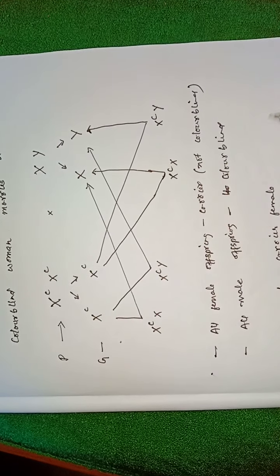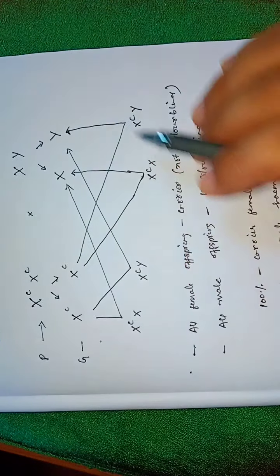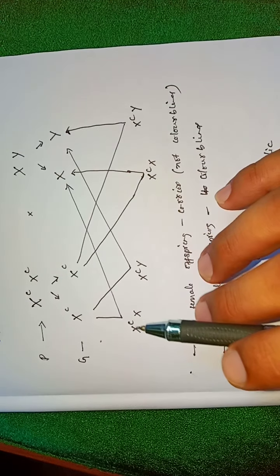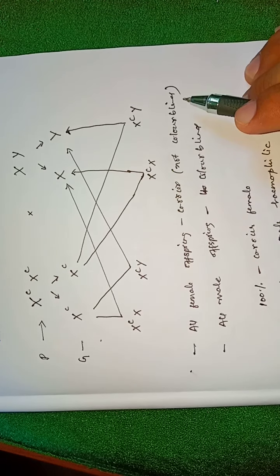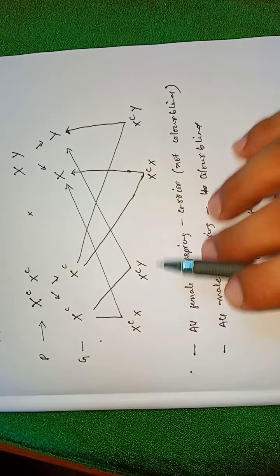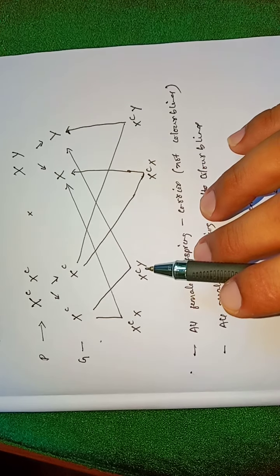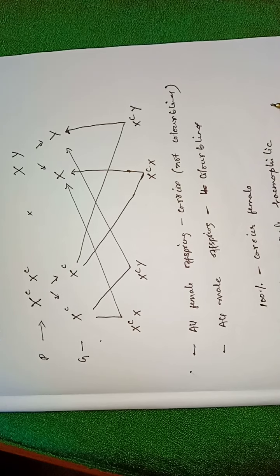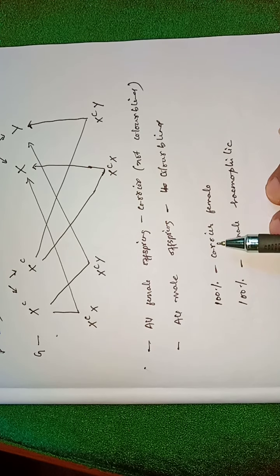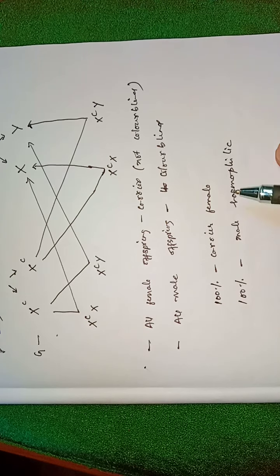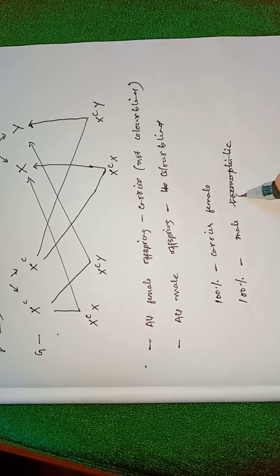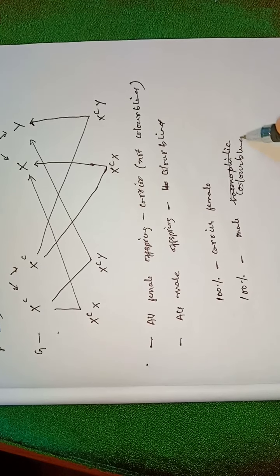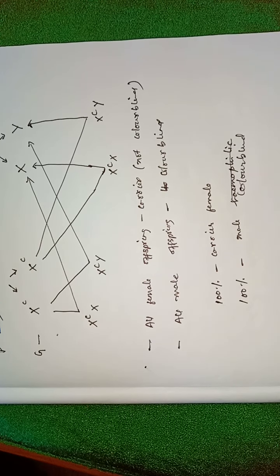So the possible offspring that may result from this is that all the daughters may become carriers of colorblindness. They are not colorblind, but they are carriers. And all the sons may be colorblind. So there is a 100% chance of carrier females, and there is a 100% chance of the male offspring being colorblind. So this is about colorblindness.